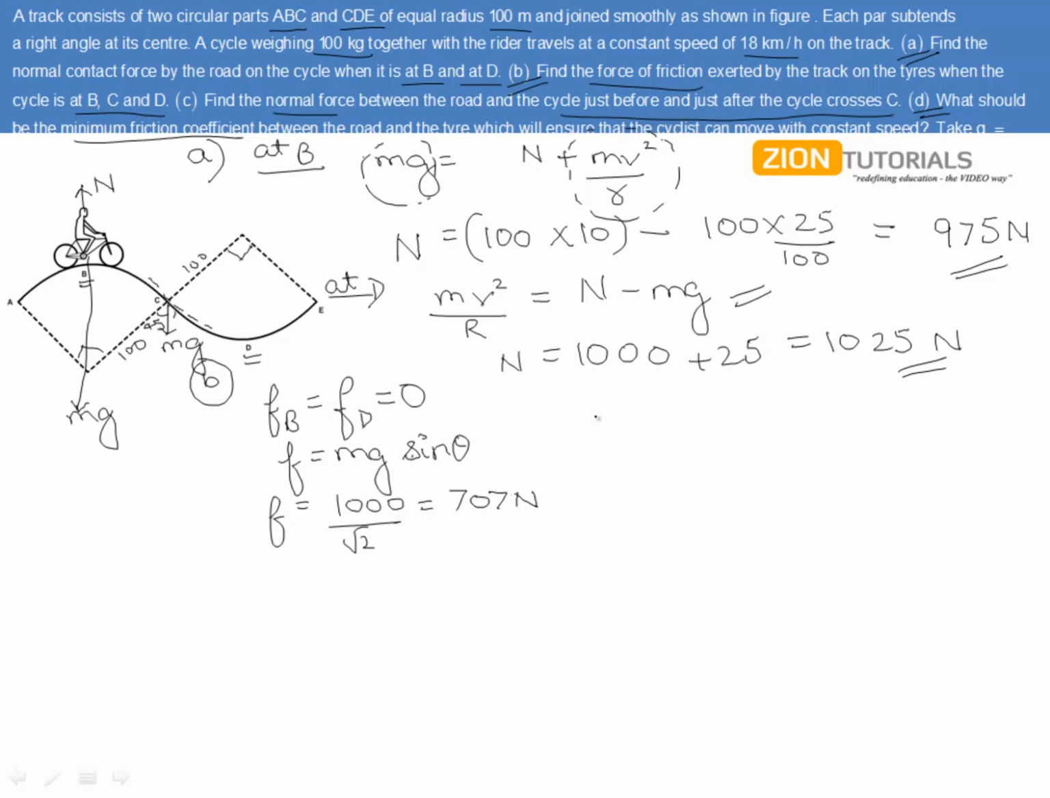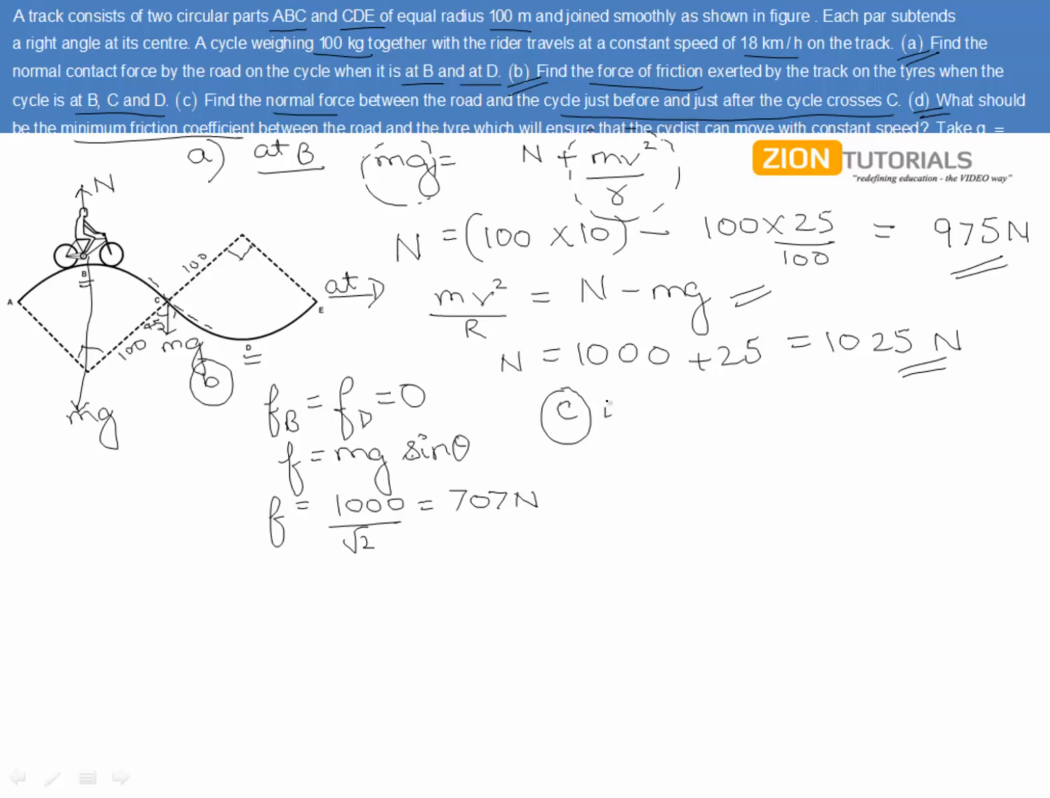Now, proceeding with the next part of this question, that is, find the normal force between the road and the cycle just before and just after the cycle crosses C. Now, C is the point which is joining the ABC and the CDE portions of the path. So this is a point of transition. So we have to work for a little distance before this and a little distance after this. That is one equation for the ABC path and the other for the CDE path.